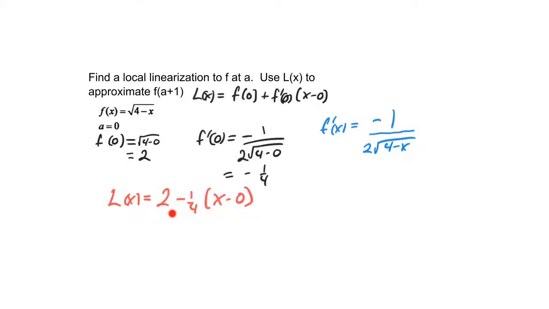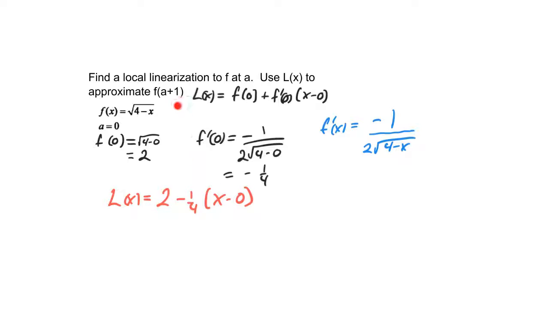All right, so our tangent line is 2 minus 1/4 quantity x minus 0. If you don't have that minus 0, that's fine. Normally there will be something other than a 0 here, but since this was a 0, you could just have negative 1/4 x. But this is our local linearization, our linear approximation.